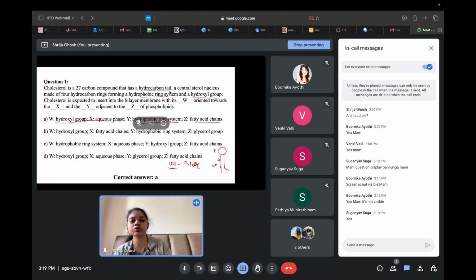So in cholesterol also, out of the hydrocarbon tail, the hydrophobic ring system and the hydroxyl group, only the hydroxyl group is polar. What is the hydroxyl group? It is the OH. So only this part is the polar part, and it will interact with the polar or aqueous medium. Everything else, the hydrophobic ring system, will interact with the fatty acid chains that are basically non-polar. Okay, so the correct answer is option A.